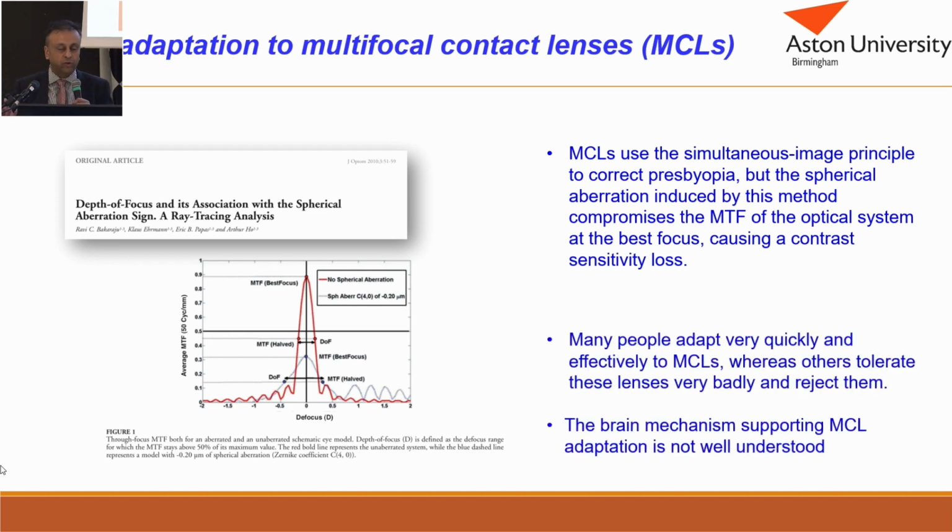Now, I'm sure when you fit your multifocal contact lenses to your patients, many of your patients adapt very quickly to the contact lens design. There are some patients who don't adapt very well, and you need to change the product. The way that the brain supports the multifocal contact lenses isn't actually known. Is there a way that we can predict which lens will be more successful for which patient?